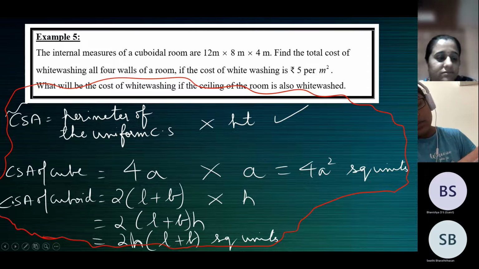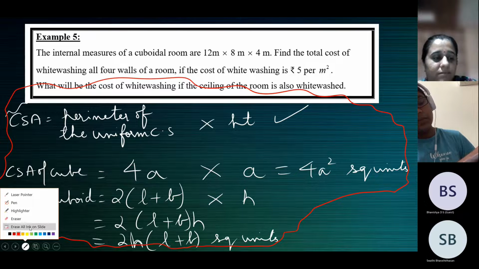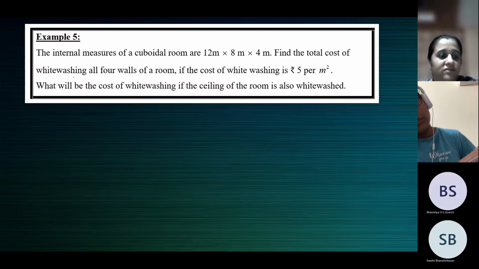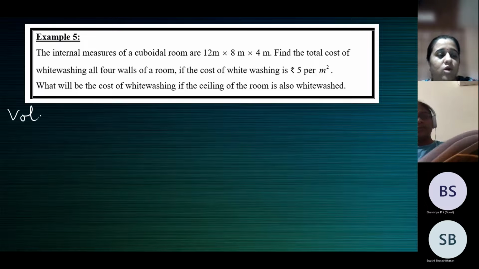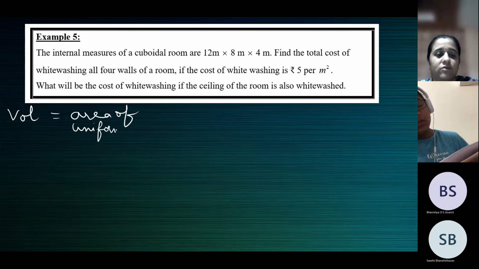Can I clear the screen? Okay, let's also write that. This we've already written earlier, but let's just recall. Volume of any solid which has a uniform cross section: volume is equal to area of uniform cross section into height, area into height.